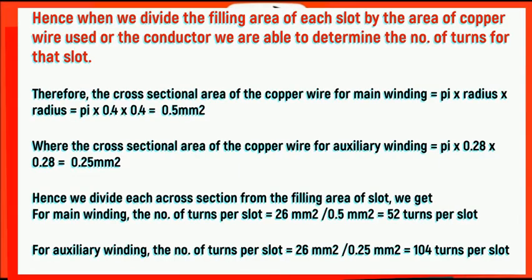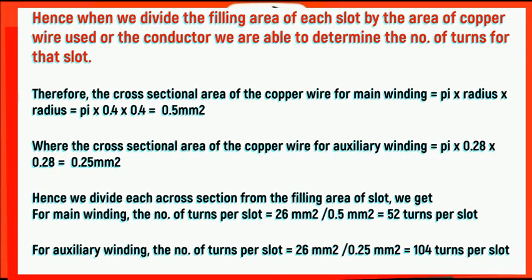Hence when we divide the filling area of each slot by the area of copper wire used for the conductor, we are able to determine the number of turns for that slot. Therefore, the cross-sectional area of the copper wire for main winding equals pi times radius squared, pi times 0.4 times 0.4, equals 0.5 square millimeters, whereas the cross-sectional area of the copper wire for auxiliary winding equals pi times 0.28 times 0.28 equals 0.25 square millimeters. Hence we divide the filling area of the slot by each cross section.